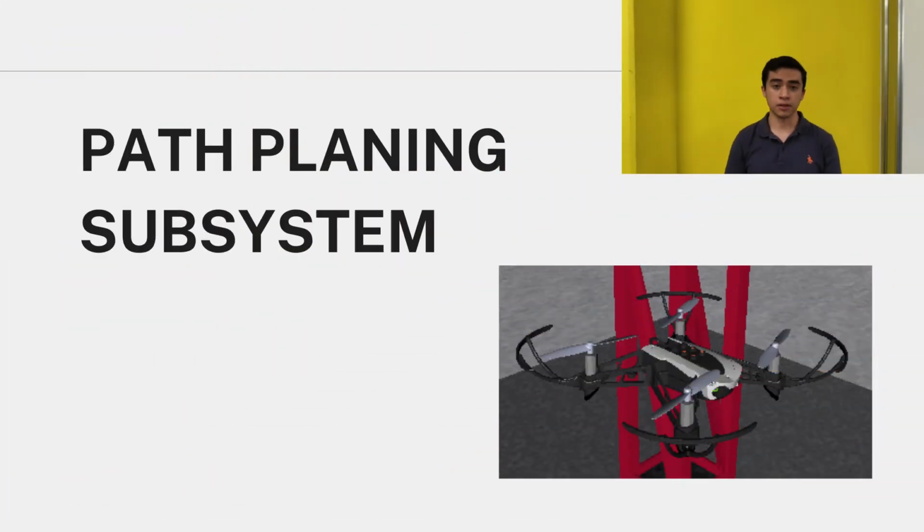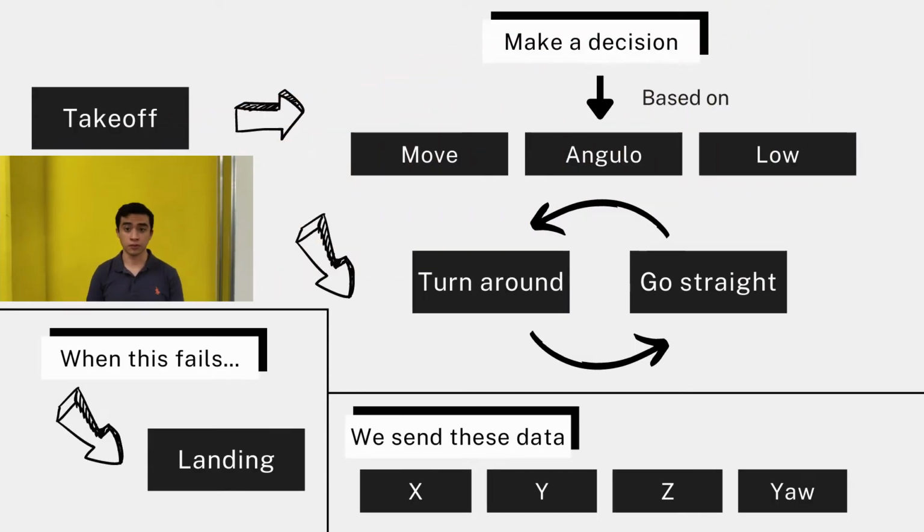Now, let's go to the path planning subsystem. The first part is the takeoff, in which the drone starts to fly by changing only the z-axis. Once the drone is in the air, it makes a decision between going on one of the two states, turn around and go straight, based on the variables move, angulo, and low. On state turn around, the angle yaw is changed proportionally depending on the value of angulo. On state go straight, the drone moves on the x and y axis. Also, it switches between a fast and slow mode depending on the low variable. The variables held during these two processes are the coordinates x, y, and z, and the value of yaw.